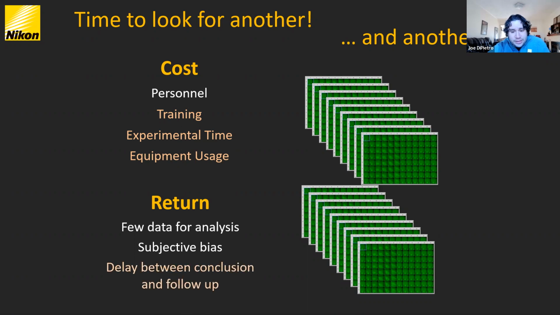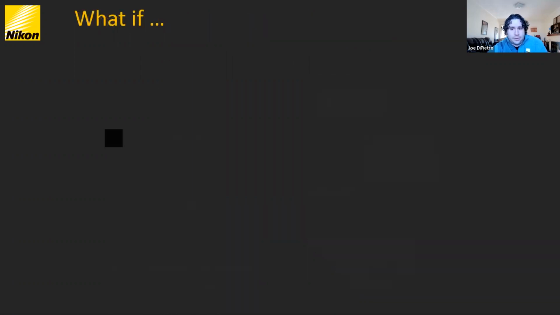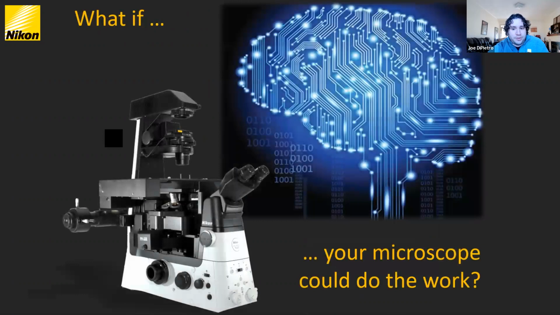This is really where automation comes in, and a really nice software package like NIS-Elements comes into play, because now you can offload some of that into a pre-built process that will do it for you. In other words, what if the microscope can do the work for you?